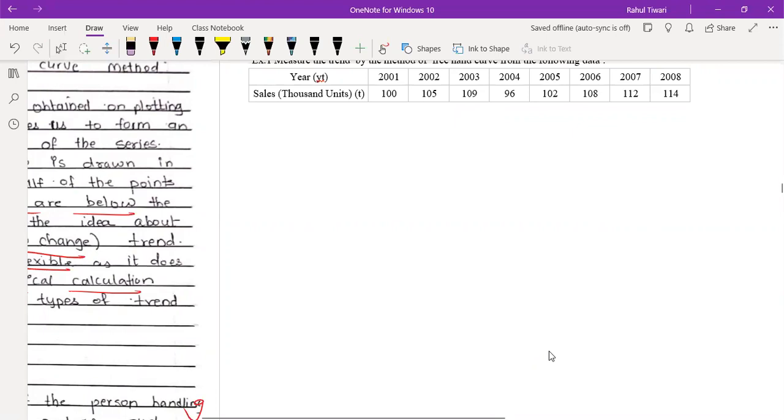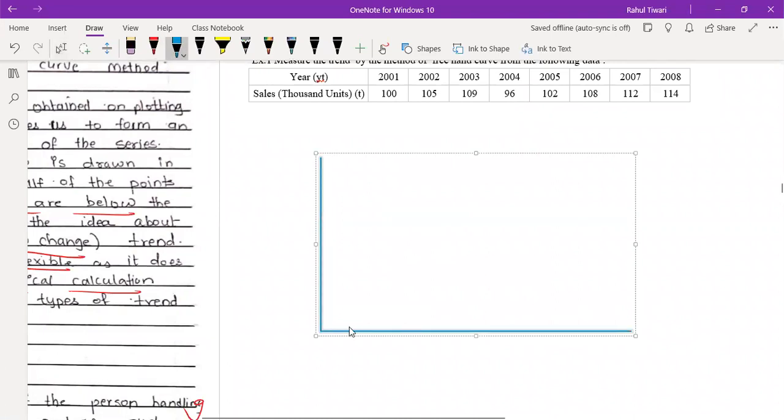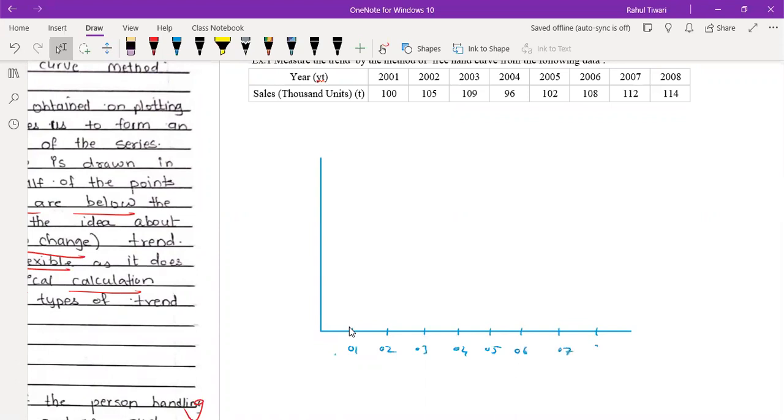This is 2000. Just make the graph of this. 1, 2, 3, 4, 5, 6, 7, 8. So this is the YT data, and here we have the sales. Okay, so just draw this data and let me know what could be your answer.